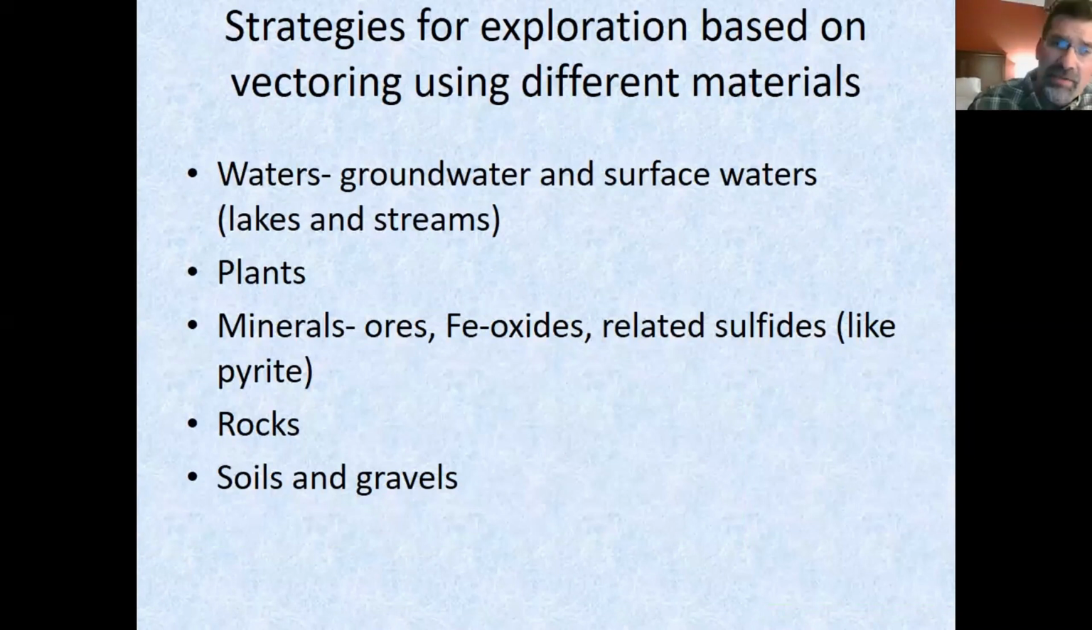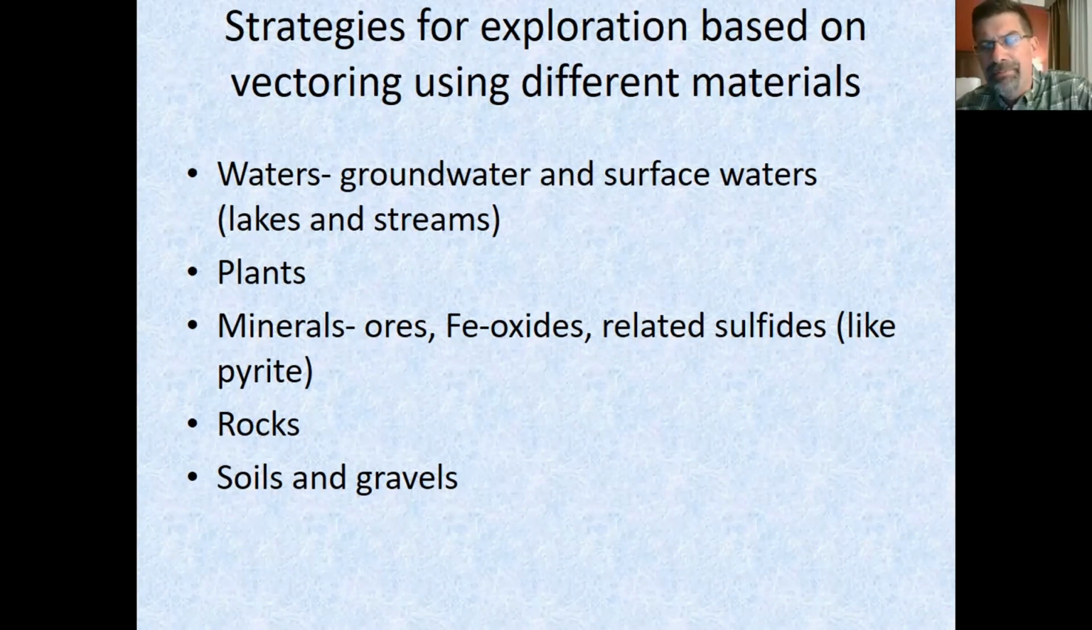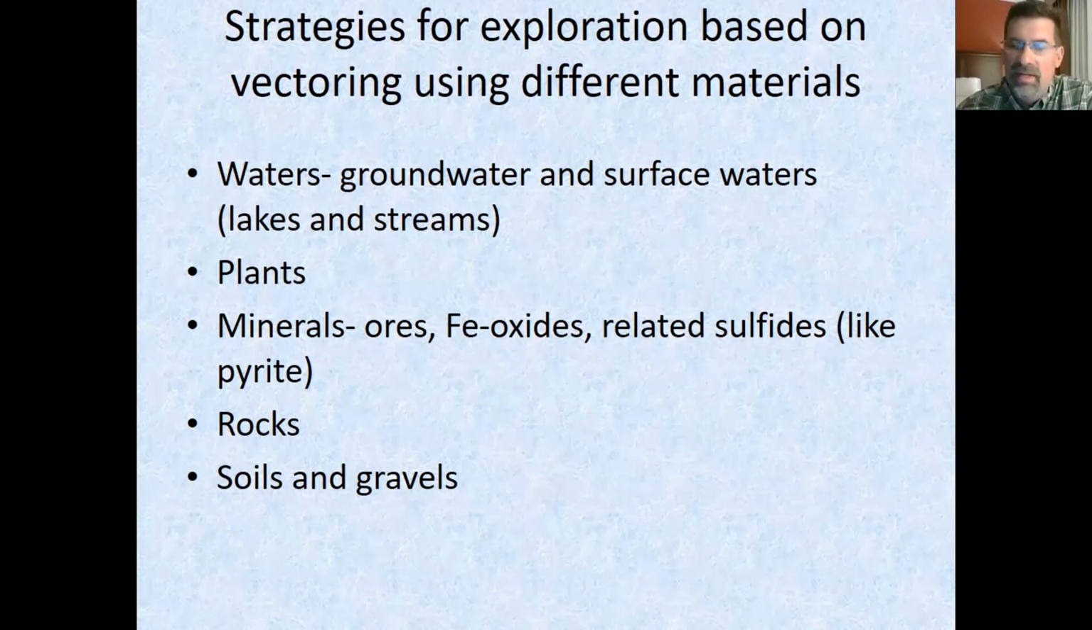Okay, so from a strategic standpoint, what kind of materials can we use to vector to find ores using different metal isotopes? We have a variety of different materials that are matrices that we can consider. The first that I'll focus a lot of time on is water, and you can envision water as a probe which interacts with things in the subsurface and can pick up unique isotopic signatures to tell us what's in the subsurface.